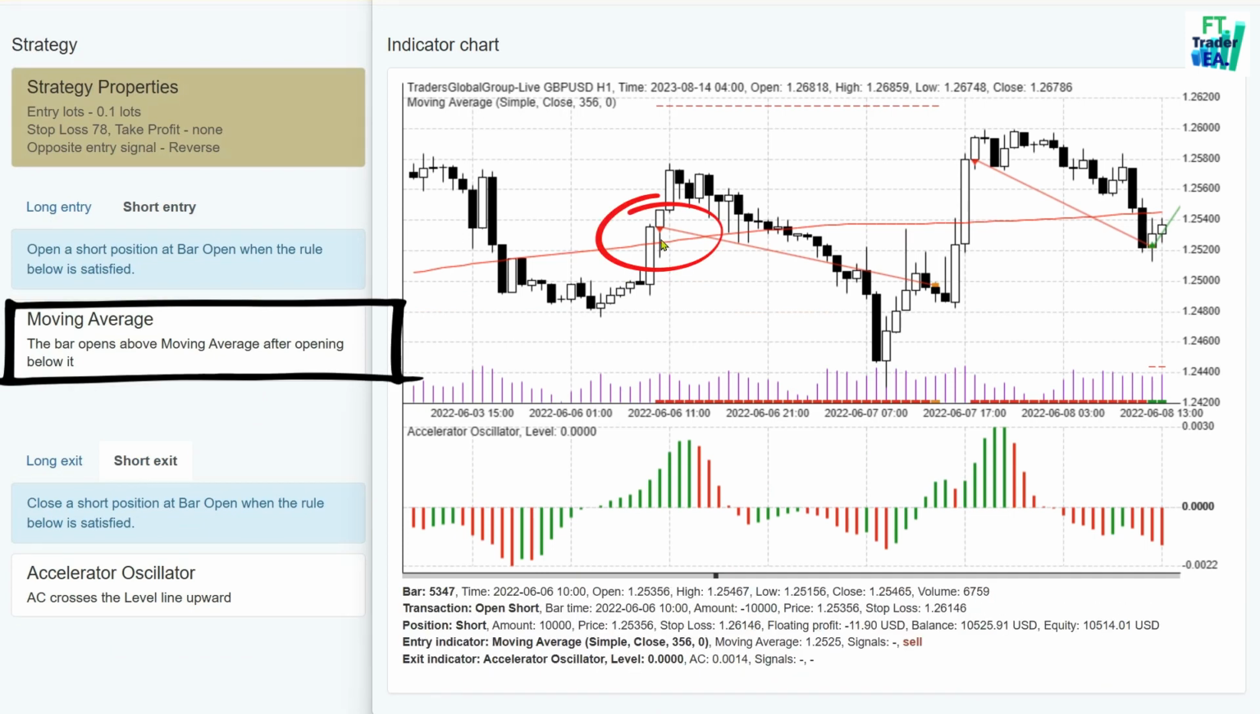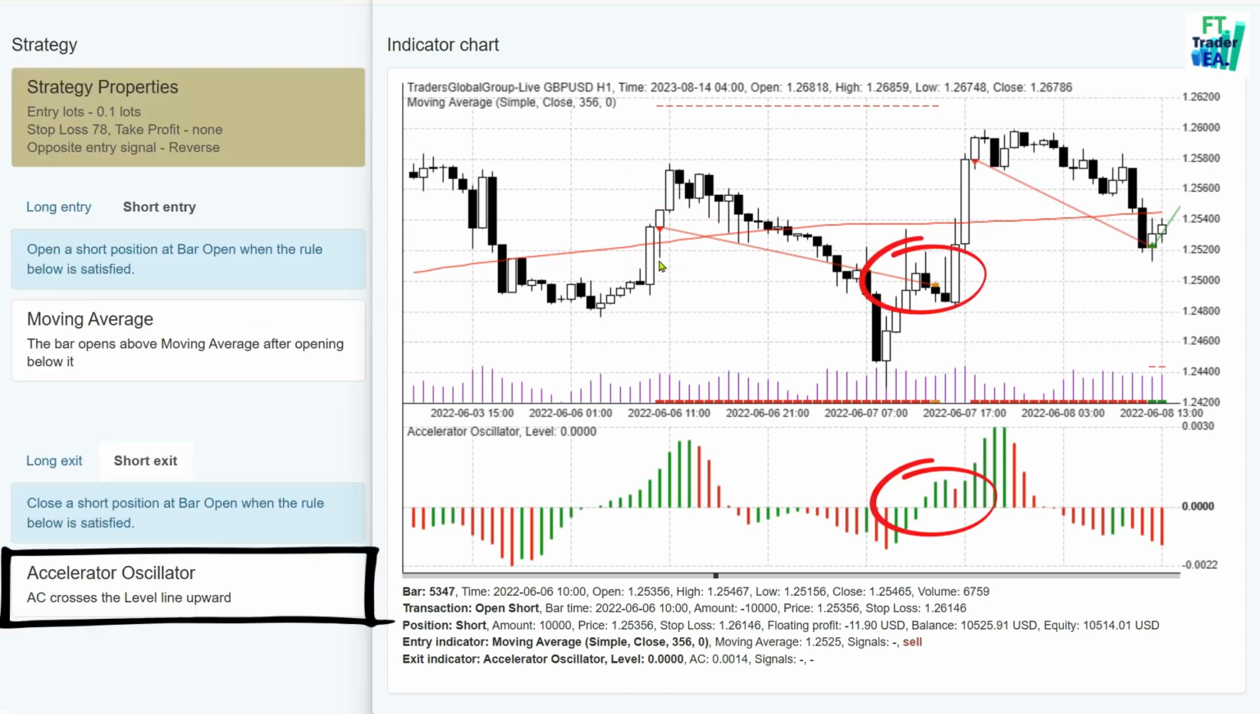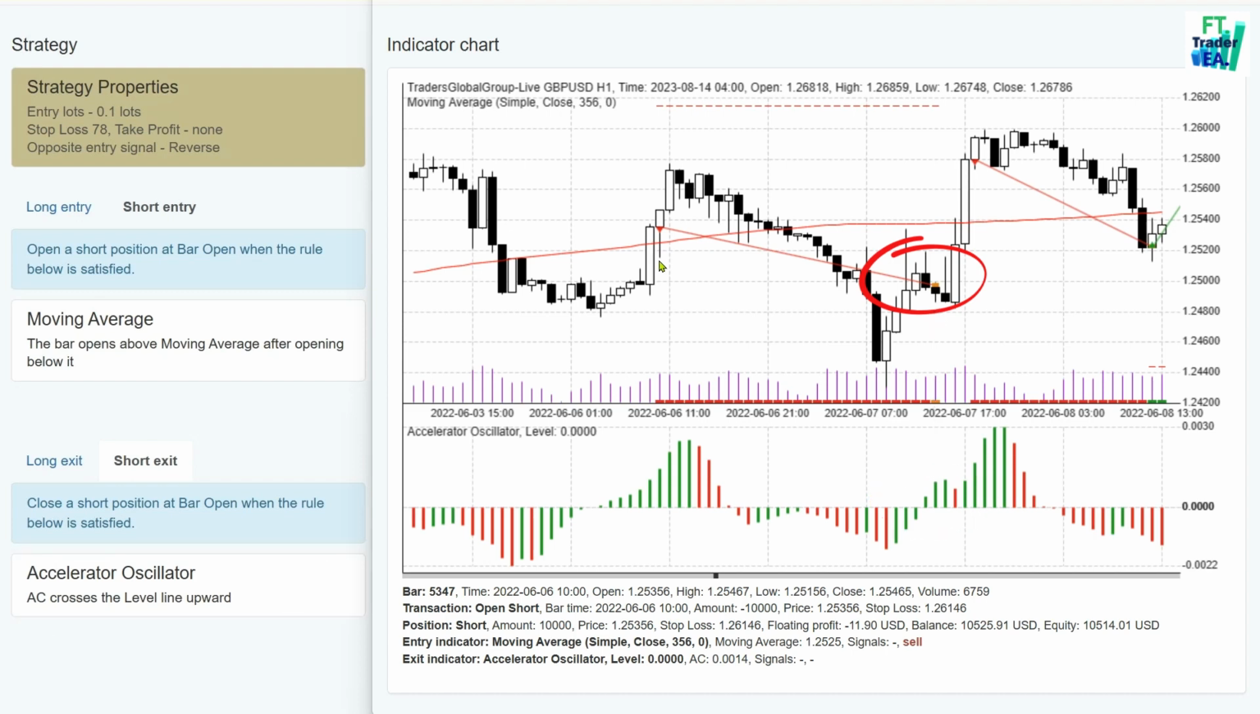On the sell side, a trade is initiated when a bar opens above the simple moving average with a period of 356 after opening below it. The sell position is brought to a close when the accelerator oscillator crosses above the 0 level. As with the buy position, triggers for closure encompass trailing stop loss, or a buy condition.